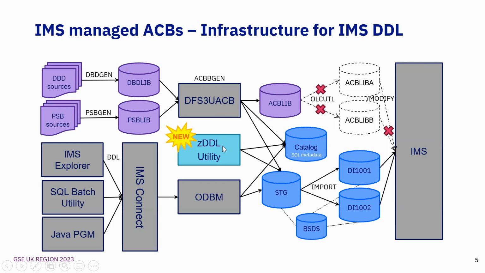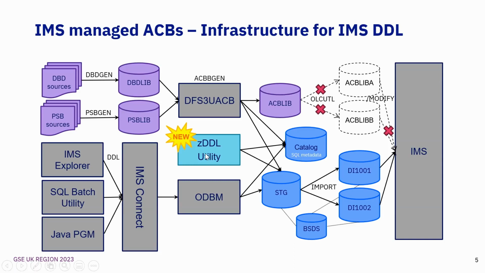And then a new utility called ZDDL that we introduced last year with IMS 15.3. This is another way that you can gen your ACB blocks, if you will. You submit DDL using this utility, and that's what I'm going to be talking about in this session. This utility will take your DDL and then parse it and then do the internal block building, if you will, and create an ACB block and put that ACB block in the staging directory data set. And it'll also go ahead and update the catalog with the metadata.